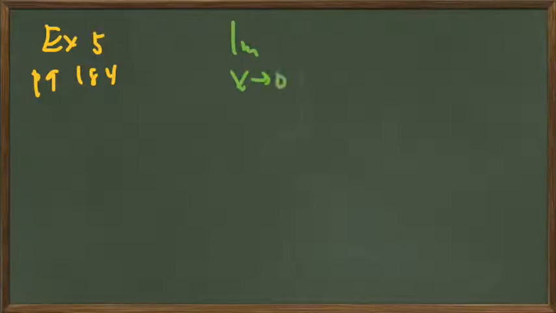Let's apply L'Hopital's rule to one more problem. Example 5 on page 184, and that is the limit as x goes to 0 of tangent x to the x. As x goes to 0, tangent x goes to 0, and so it's a 0 to the 0 type limit.